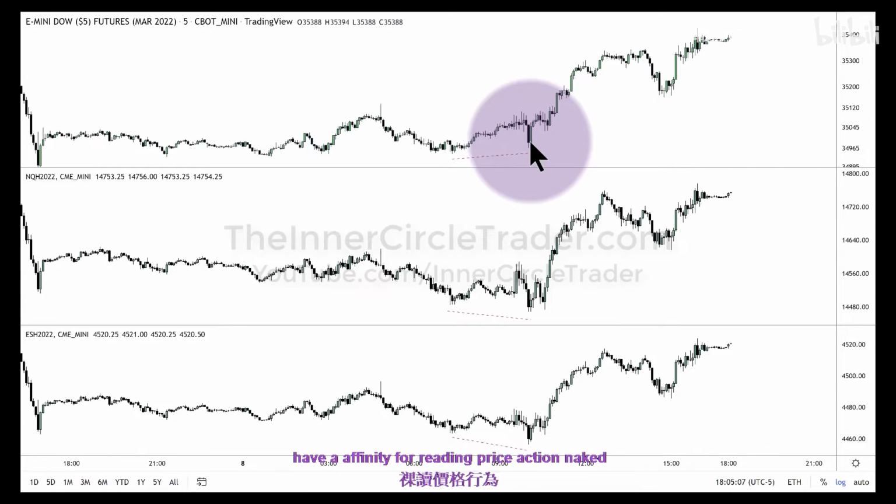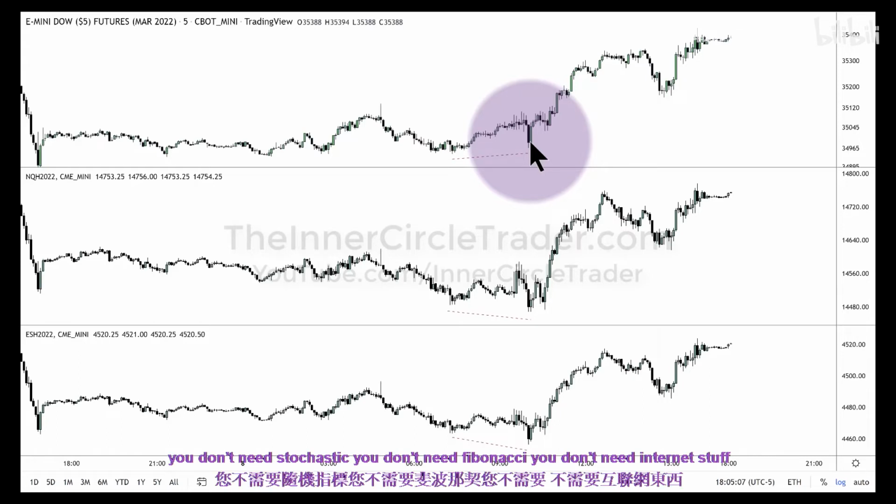But for a developing student, someone that doesn't have an affinity for reading price action naked and not using indicators, these are the best indicators you're ever going to have. You don't need moving averages. You don't need stochastic. You don't need Fibonacci. You don't need any of that stuff. Okay, you don't need it. The only reason why I'm pulling a fib up is to show you where the midpoint is. Have you noticed that? We haven't even talked about optimal trade entry. None of that stuff. I've stripped this down to the chrome.